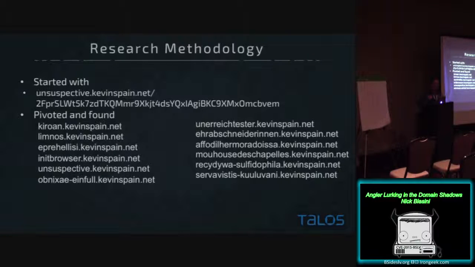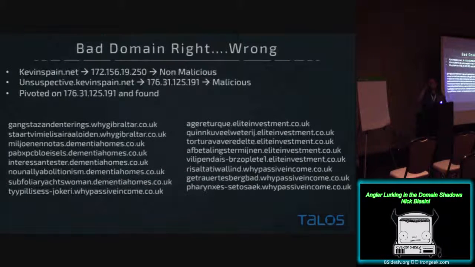Now, my initial thought, as with most people, would be, okay, it's a bad domain. Seems really logical, right? And that isn't actually what I found, though. What I found is that the core domain, kevinspain.net, was actually being hosted on a completely legitimate IP, non-malicious. The website itself was fine, nothing wrong with it at all.